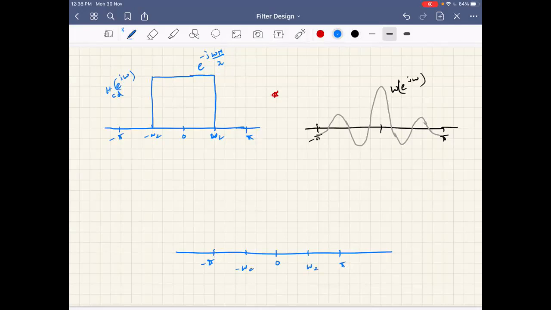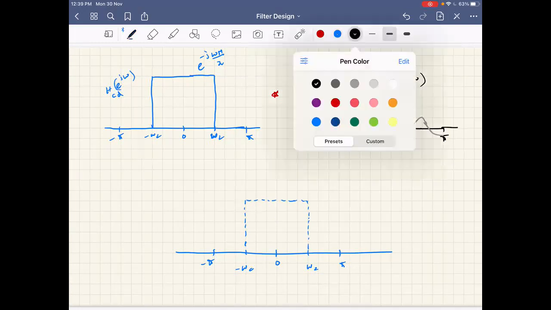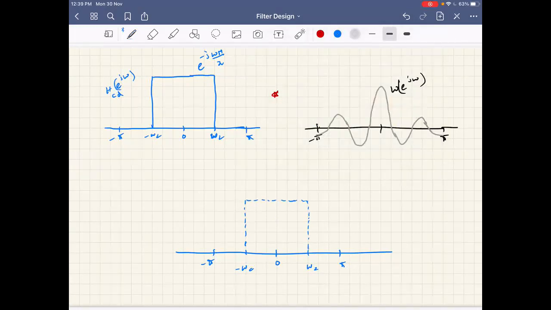Now this is the ideal filter. I will now sketch the ideal filter with dots. Okay, right, this is the ideal filter. Now if we perform the convolution operation, what happens? This will keep convolving here.